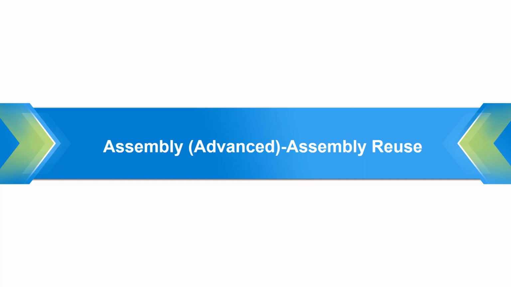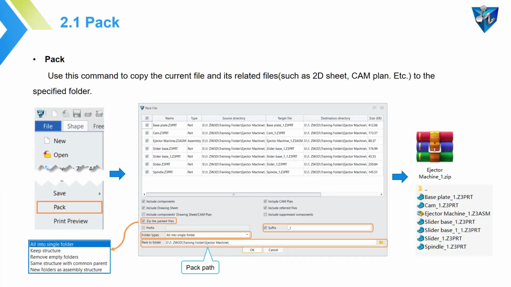Okay, in the next chapter, we are going to learn how to reuse assembly. The first one is pack. When you finish the assembly, if you'd like to send it out, it's better to pack it before sending, making sure you will never miss one part. And you can include the 2D sheet and the CAM plan simultaneously. Another interesting thing is that you can rename the assembly and the components when you pack it. To be more precise, you can add a prefix or suffix only.